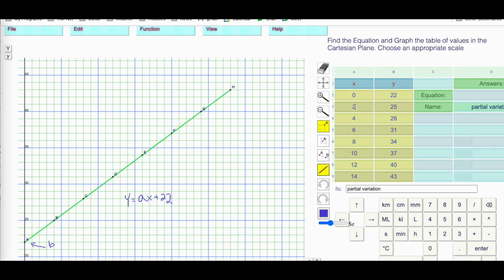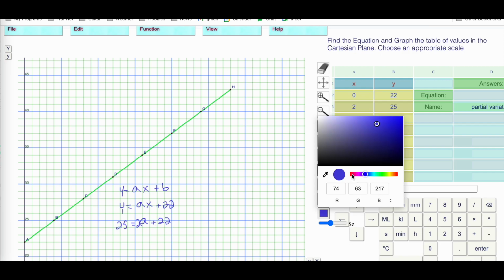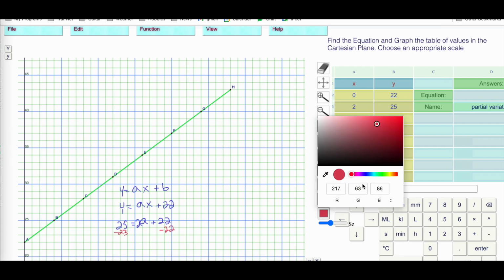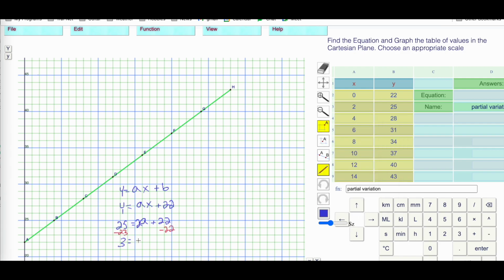Feed in an x and y, so 2 and 25, to solve for a. The y value 25 is equal to a times the x value, which is 2. Put the 2 in front of the a, 2a plus 22. I want to get the a alone. I want to get rid of the 22. Minus 22 from both sides. That gives us 3 is equal to 2a. Divide both sides by 2. That gives us a is 3 over 2.